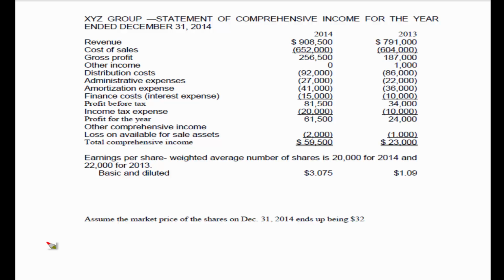For calculation purposes later on, I've also included the market price of the share on December 31st. This is not included on the Statement of Comprehensive Income, but for our calculations only.